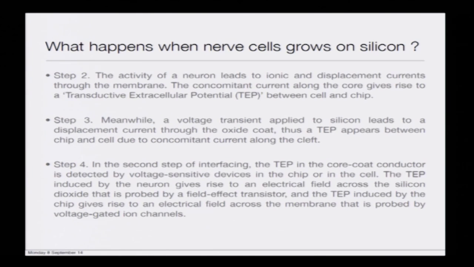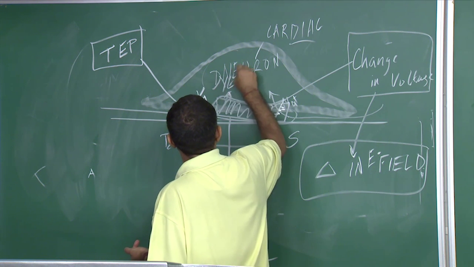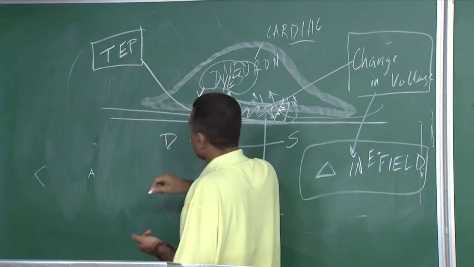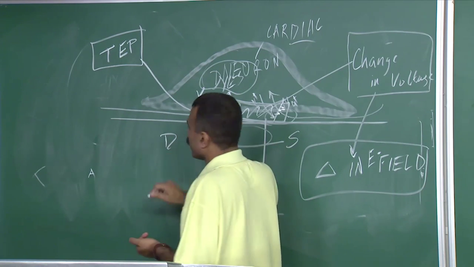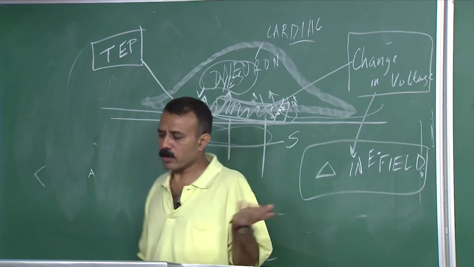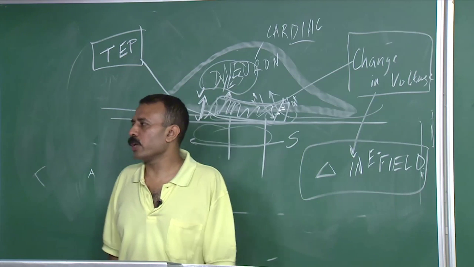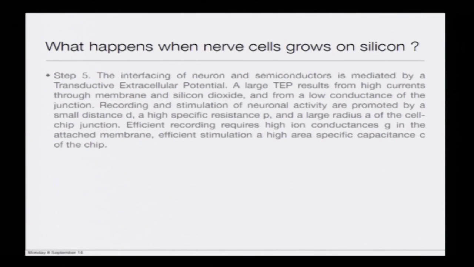In the second step of interfacing, the TEP in the core-coat conductor is detected by voltage sensitive devices in the chip or in the cell. You could have voltage sensitive dyes here which could detect the change, or a voltage sensor here which could see the change of the TEP. Okay. Now, this is the last part: the interfacing of the neuron and semiconductor is mediated by the transductive extracellular potential.